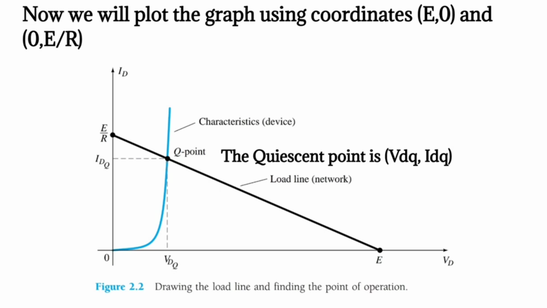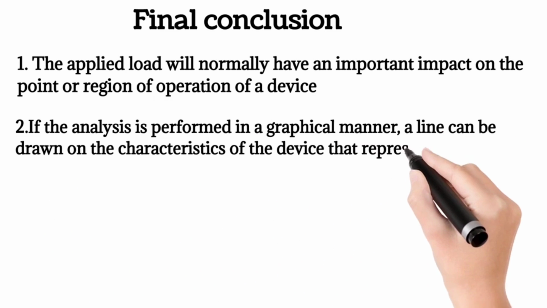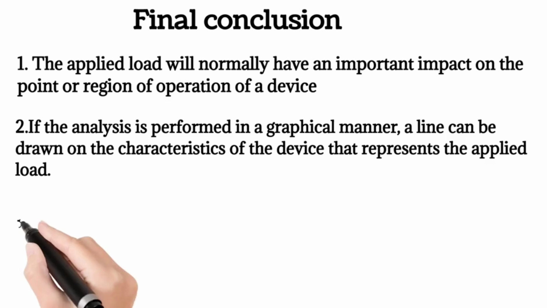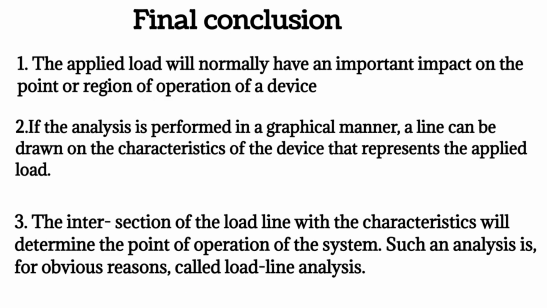Now we can conclude about this lecture that the applied load will normally have an important impact on the point or region of operation of a device. If the analysis is performed in a graphical manner, a line can be drawn on the characteristic of the device that represents the applied load. The intersection of the load line with the characteristics will determine the point of operation of the system. Such an analysis is, for obvious reasons, called the load line analysis of the system. So here this is called the load line analysis of the diode.